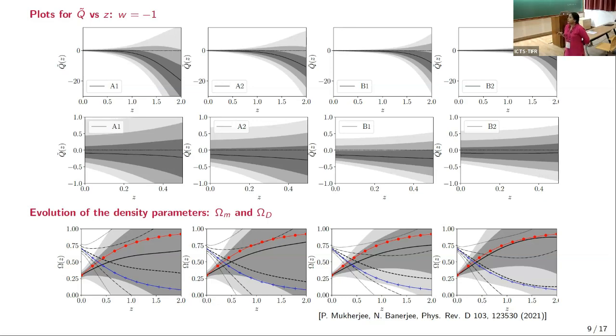And here I have plotted the evolution of the density parameters, the omega m and omega d, for the interacting scenario. These colored lines are for the Lambda CDM model.